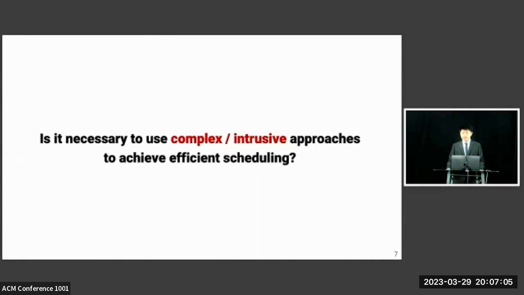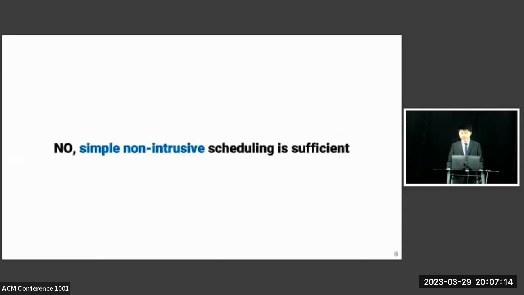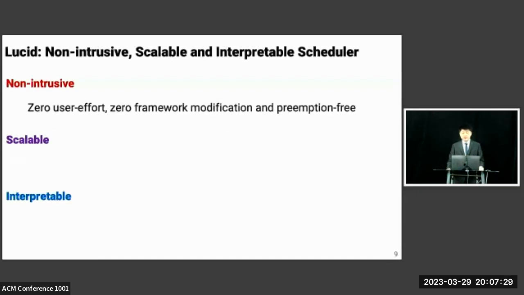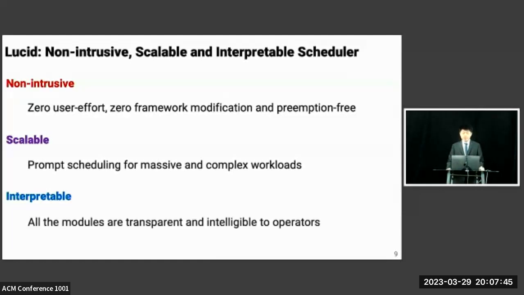So, is it necessary to use a complex or intrusive approach to achieve efficient scheduling? No. Our work demonstrates that simple non-intrusive scheduling is sufficient. Our scheduling system, Lucid, follows three design principles for practical and simple system deployment. First, Lucid requires zero user effort, zero framework modification, and follows a preemption-free manner. Besides, the system can obtain scheduling decisions remotely for massive and complex workloads. Furthermore, all the modules of Lucid are transparent and intelligible to operators.